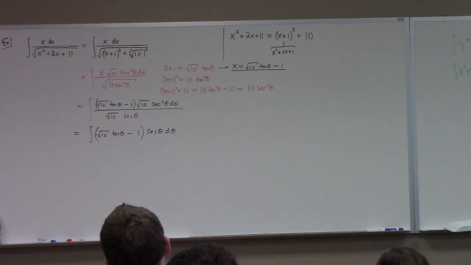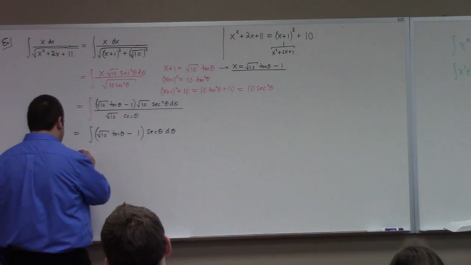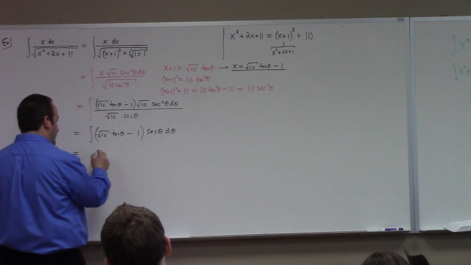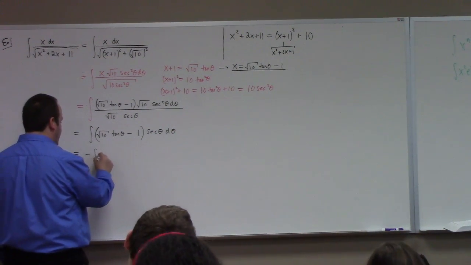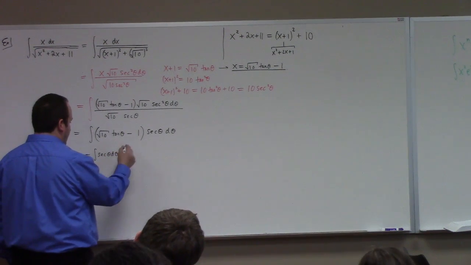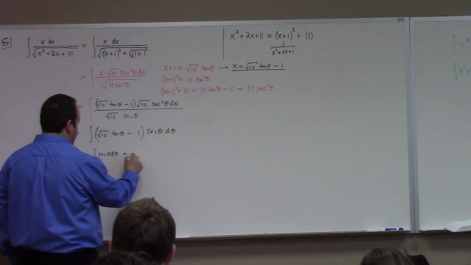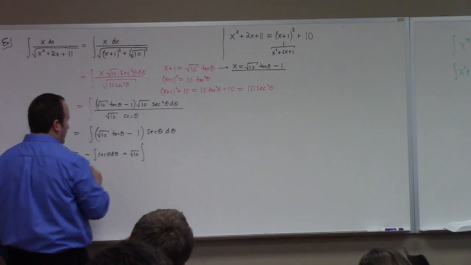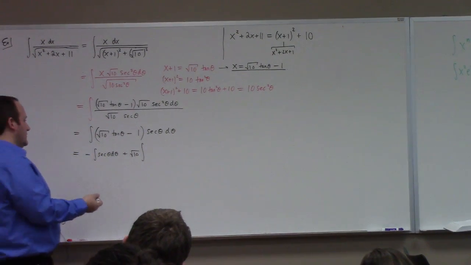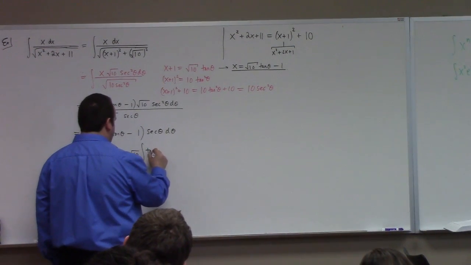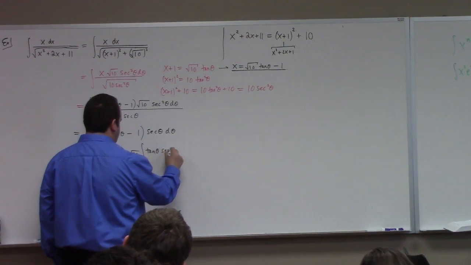It's kind of scary looking. Don't be too afraid. We will put it in its place here. This is minus the integral of secant theta d theta. We know how to do that one, right? Plus the square root of 10 integral of tangent secant. I was about to do something for that, but then you guys would justly have made fun of me.